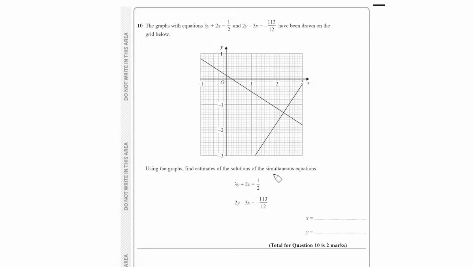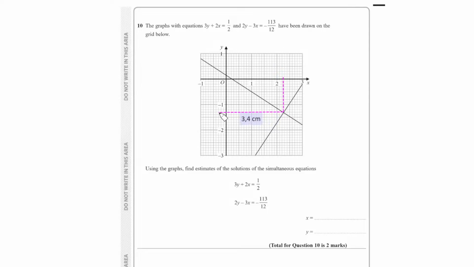Using the graphs, find estimates of the solutions of the simultaneous equations. All that is just seeing where it crosses. Because they're both straight lines, they're both linear, we're obviously going to have one x and one y. Yeah, the point where they intersect, exactly. So you're just going to read it off as best you can. And see how the question says an estimate, so don't worry if it's not exact. I would do it to like 1 decimal place. It doesn't have to be that specific.